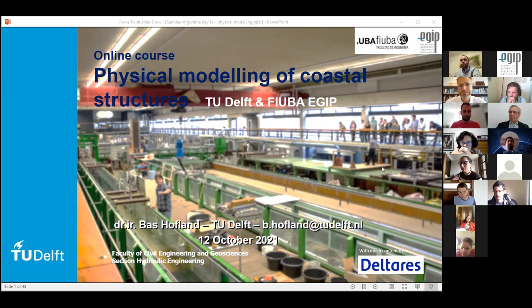So I put all our logos here, and although I'm now working at TU Delft, a lot of the content here, this is an old presentation I adapted, is from Deltares, the old Delft Hydraulics Institute. So that's why I credit them here for giving us a lot of nice pictures of these model tests of coastal structures.